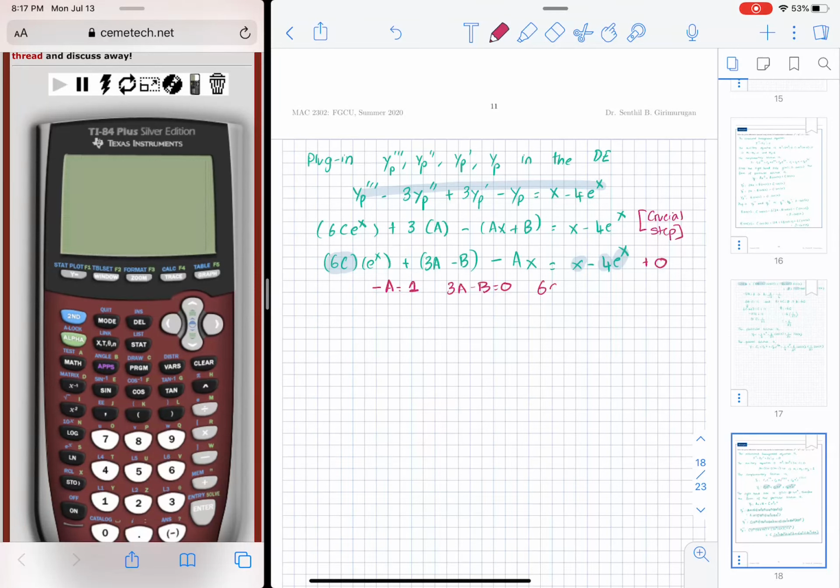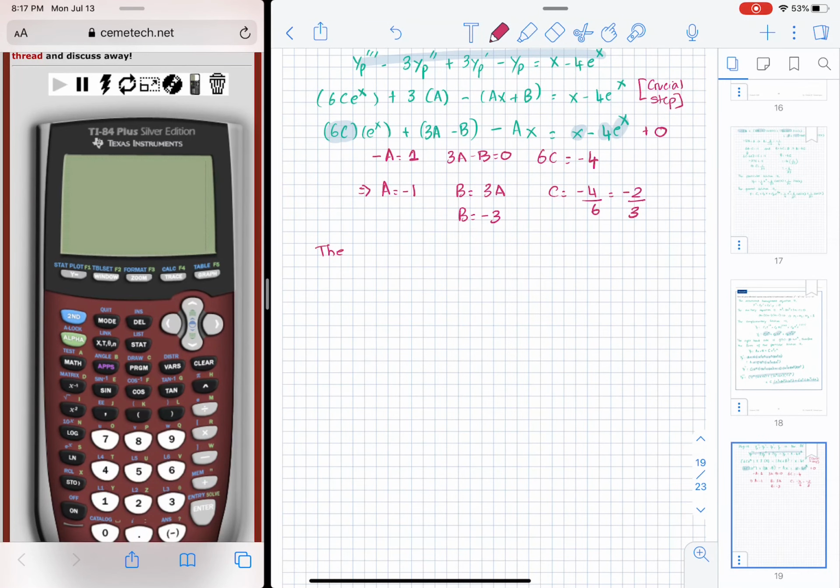So 6c e raised x, or simply 6c, would equal negative 4. So now we have 3 nice equations, so we can easily find the solution. This would imply a is negative 1, b is 3 times a, and c is negative 4 over 6, which is negative 2 over 3. So b is minus 3.